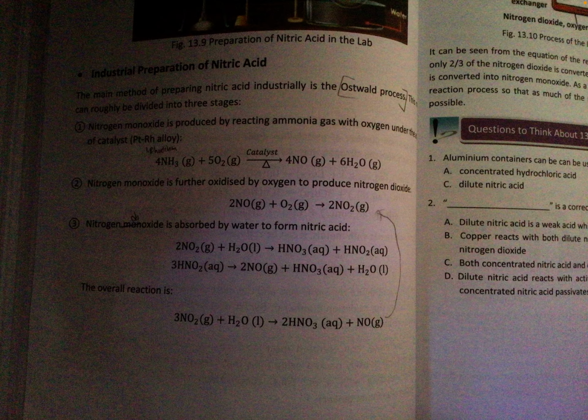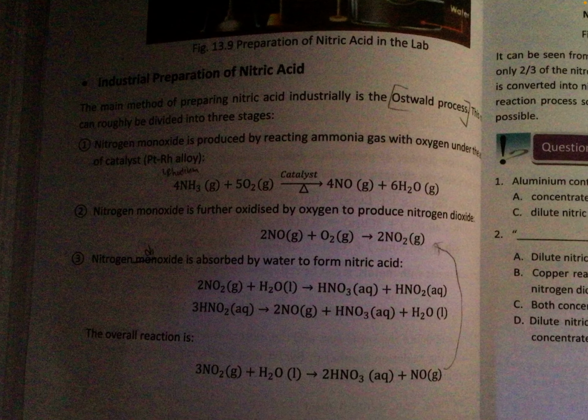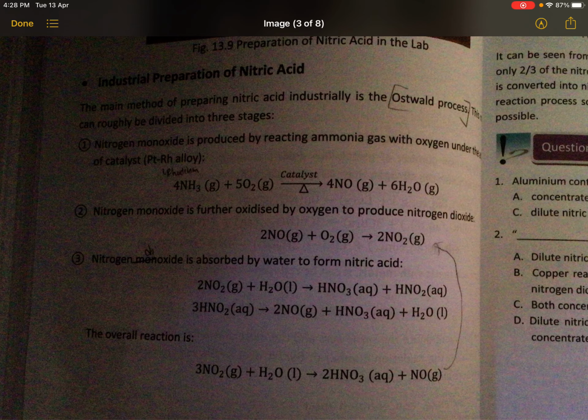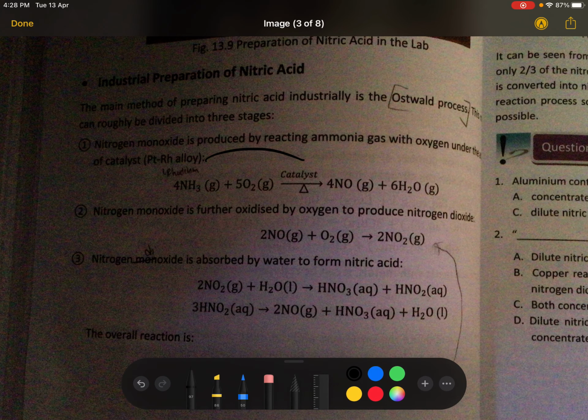The Ostwald process is quite complicated. At first, nitrogen monoxide is produced by reacting ammonia gas with oxygen under the action of a catalyst. The catalyst is a platinum rhodium alloy. So first of all, ammonia gas reacts with oxygen to produce nitrogen monoxide and water. But it's not liquid water, because it's very hot, so it becomes water vapor.